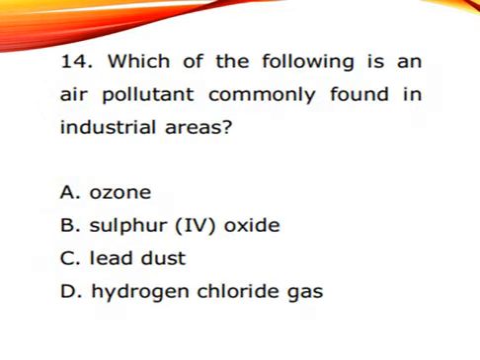Then the 14th question, which says, which of the following is an air pollutant commonly found in industrial areas? We have A, ozone, B, sulfur oxide, C, lead dust, and D, hydrogen chloride gas. Now, one of the air pollutants that's held responsible for a lot of air pollution is actually sulfur oxide, and it is found mostly in industrial areas. So our answer here is B.